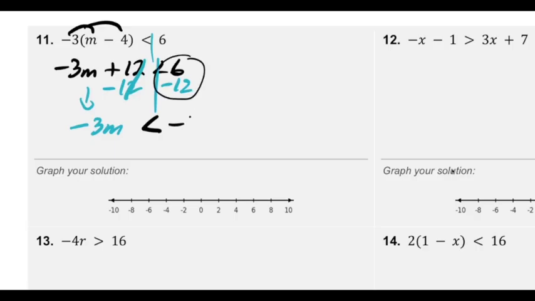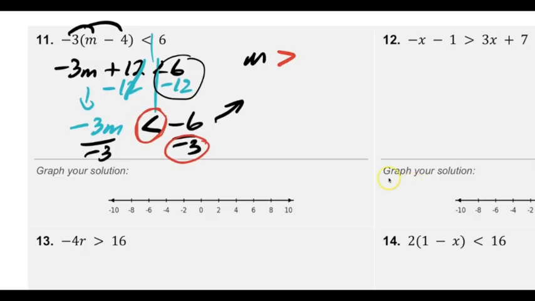These two get me negative 6, and divide by negative 3. So m. Now again, this time I'm dividing by a negative, so I have to flip the inequality. So it's going to be a greater than sign. Negative 6 divided by negative 3 is a positive 2. So m is greater than positive 2. So here's my 2. Open circle, no line, and then greater than.